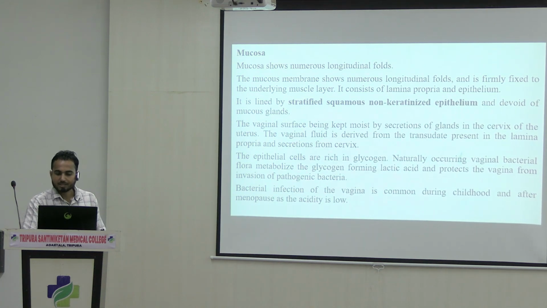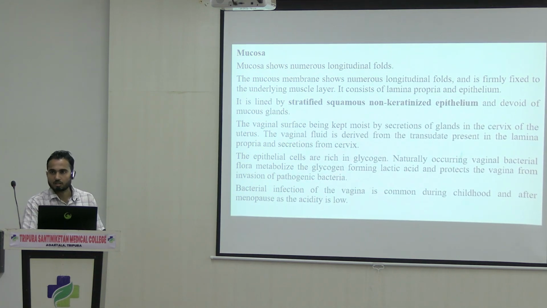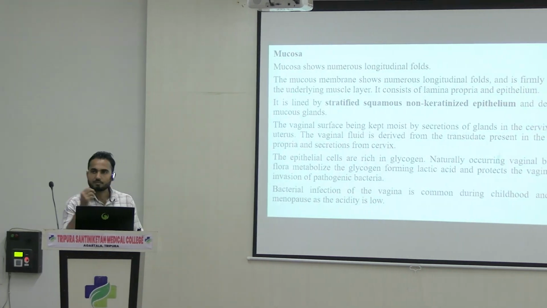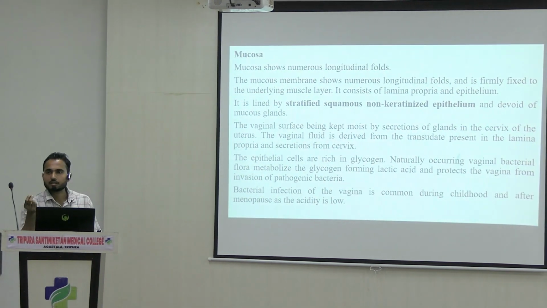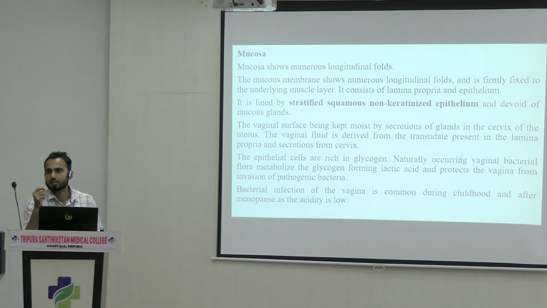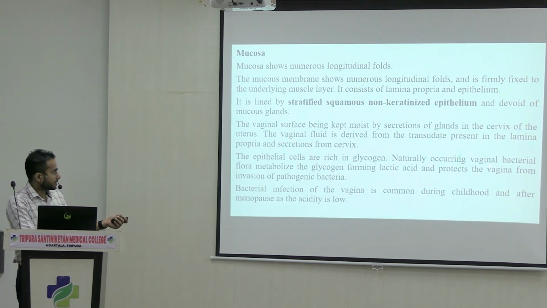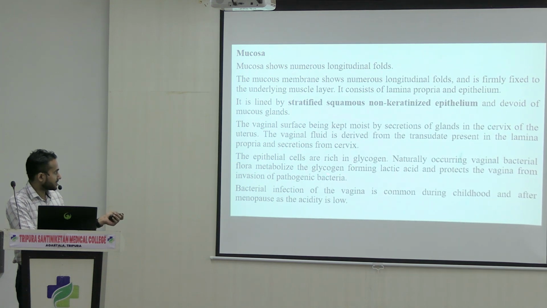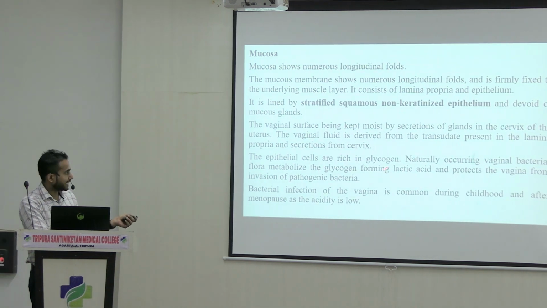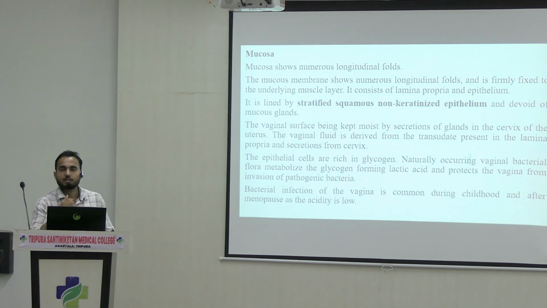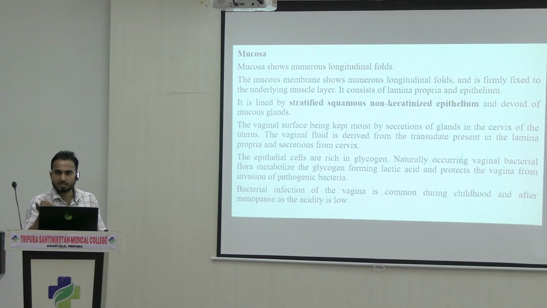Now, the epithelial cells are rich in glycogen, and there are some naturally occurring bacterial flora present in the vagina. So, what they will do, as you can see, these naturally occurring vaginal bacteria will metabolize the glycogen to form lactic acid. That's why the medium of the vagina is acidic.